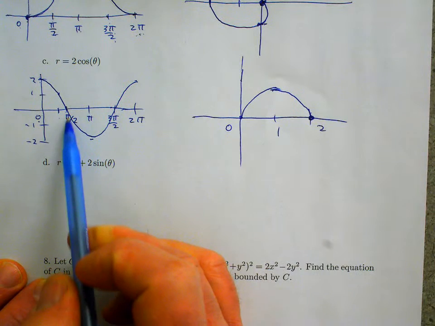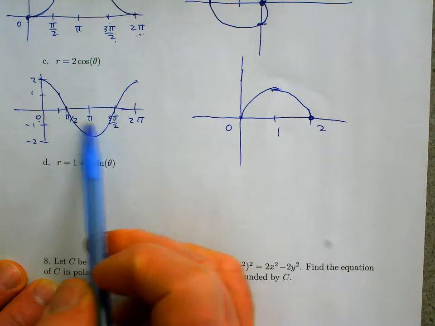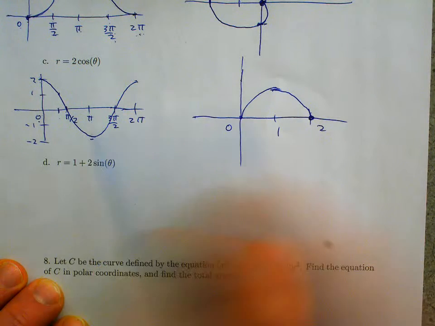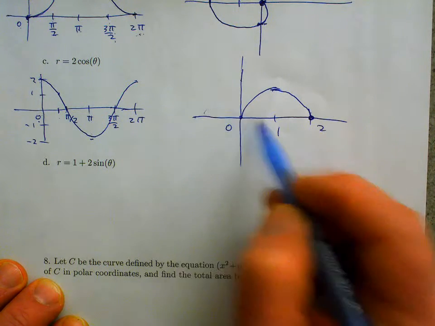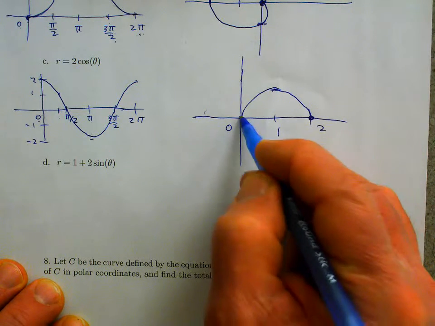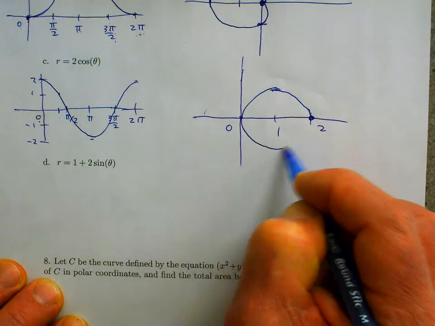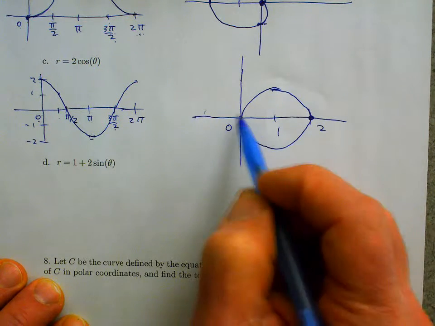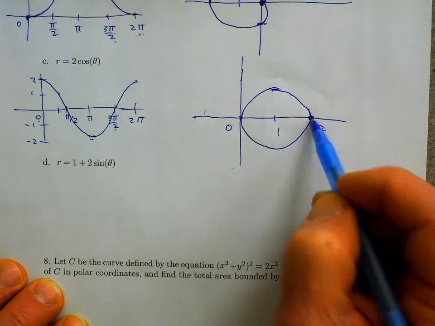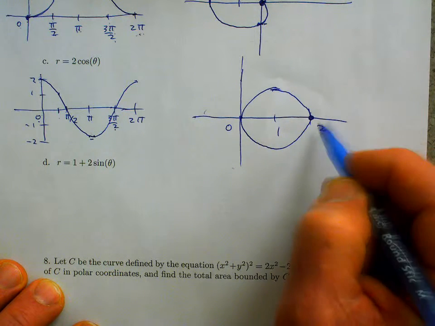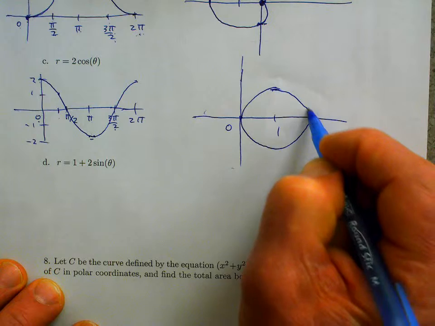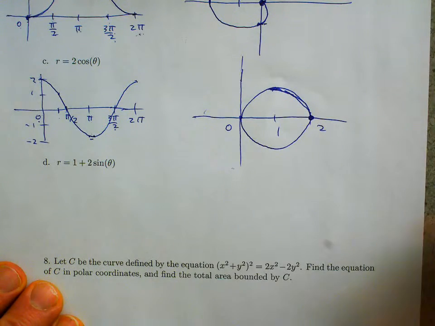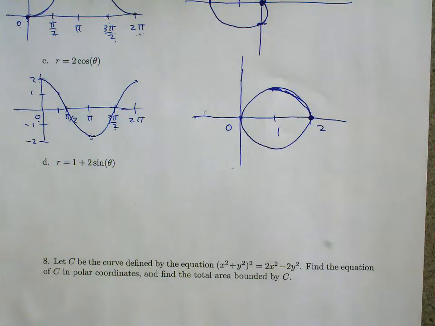And then between pi over 2 and pi, the r values are negative, so the graph will be in the fourth quadrant over here. And then between pi and 3 pi over 2, the r values are negative, but it just retraces the circle. So that's supposed to be a circle.